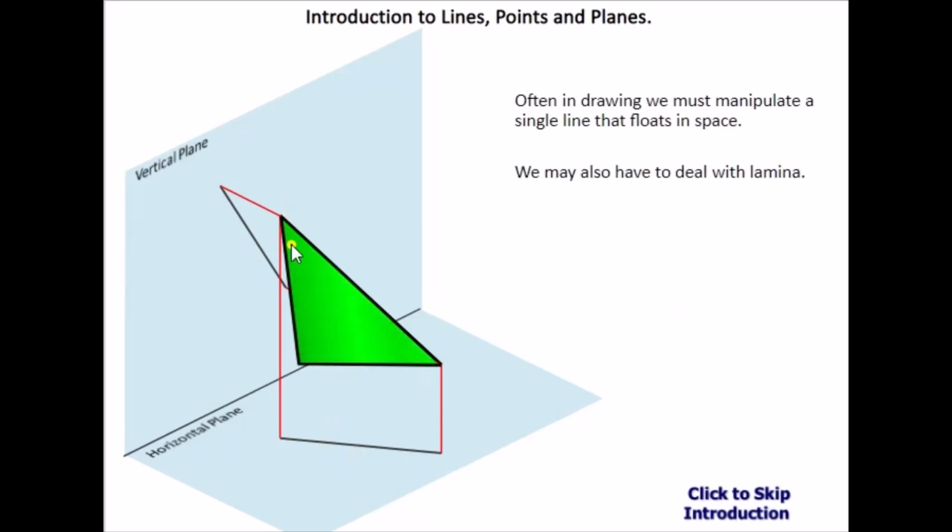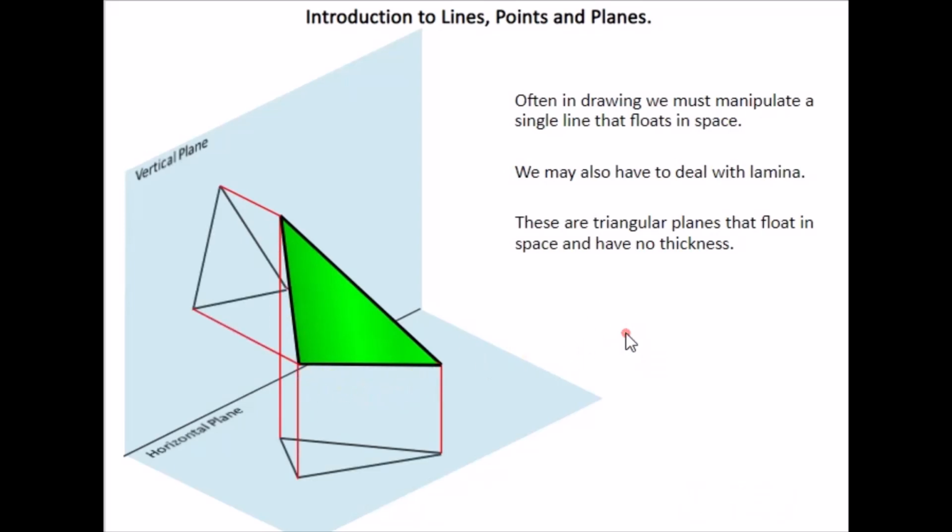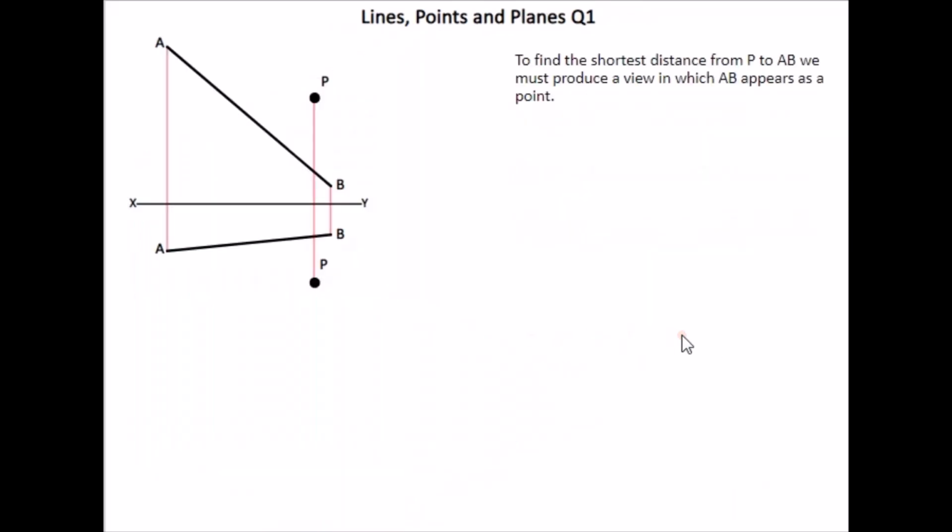Now if we introduce two more edges, we create this triangular surface, which is called a lamina. A lamina is a surface created using three lines. It's a triangular section that floats in space and has no thickness. Now we're projecting the elevation and then the plan view of it.